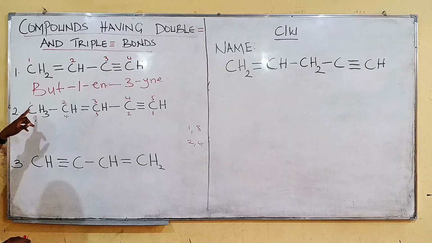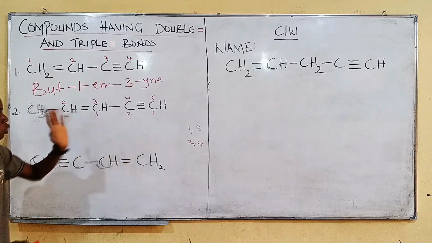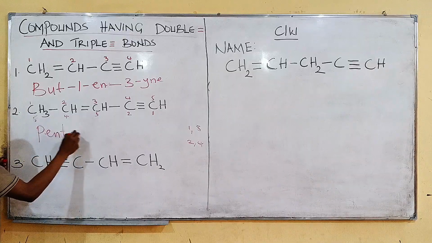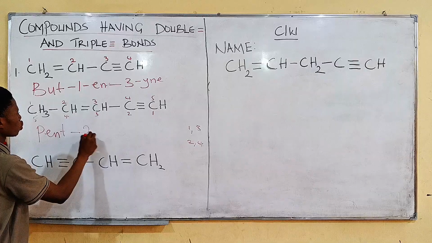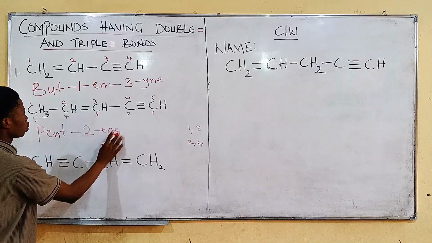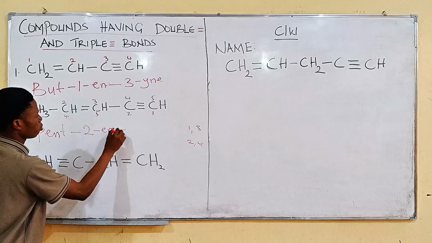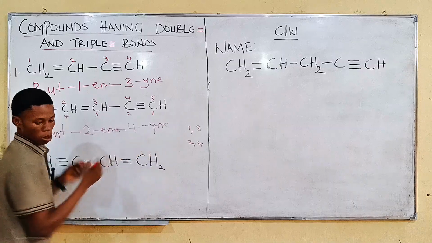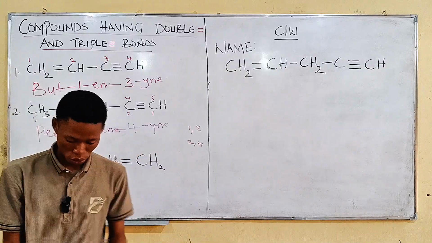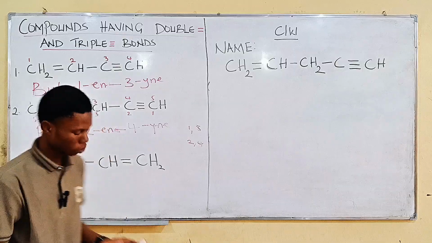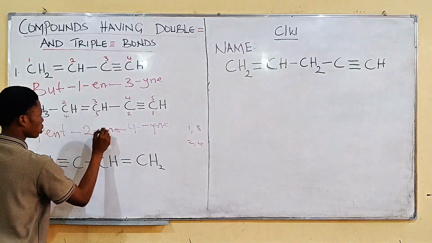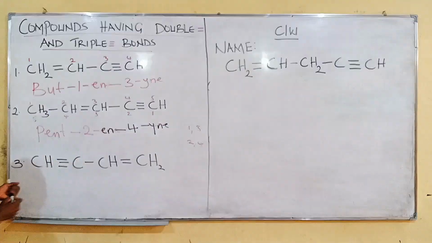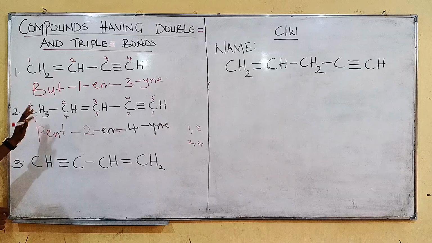So if you are naming this now, this is 1, 2, 3, 4, 5. So you know it's pent something. Pent. The double bond is on position 2. Pent-2-ene, and 4-yne. Pent-2-ene-4-yne. Hold on. This ene, please, and this 4-yne. So pent-2-ene-4-yne. That's the name. Take note of that again.